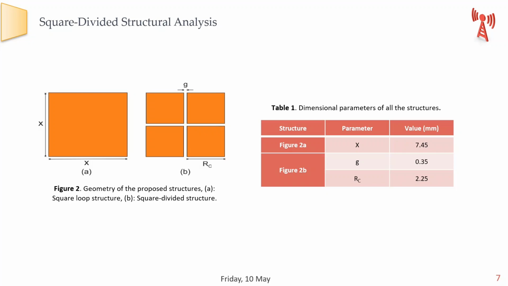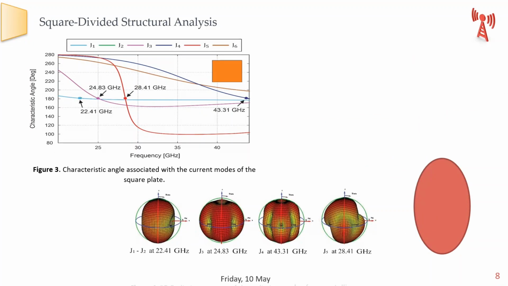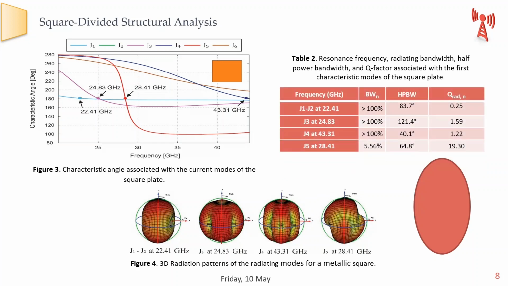In the first study, we analyzed a square plate and its divided shape. So figure 2 illustrates the geometry of our structures, while the accompanying table provides the parameters associated with these geometries. For the results obtained, the first analyzed structure is the square metallic plate, and as you can see from figure 3, this plate supports 5 radiating modes that resonate at different frequencies, with G1 and G2 being symmetric modes that resonate at 22.41 GHz.